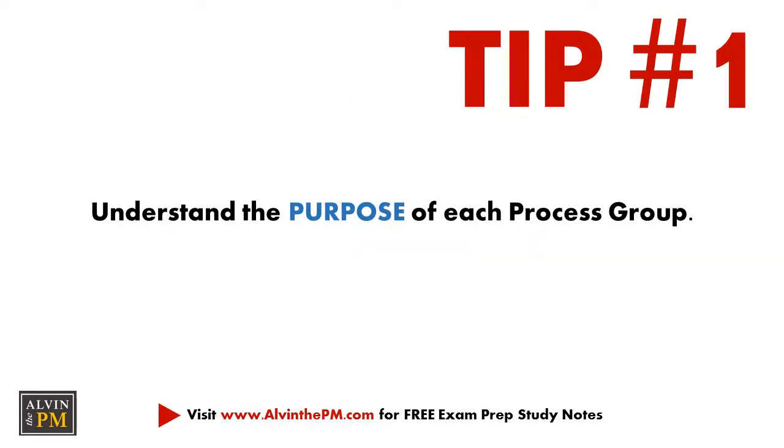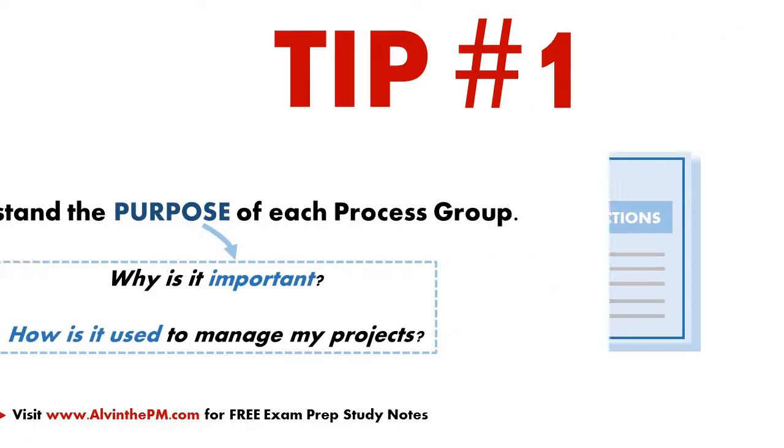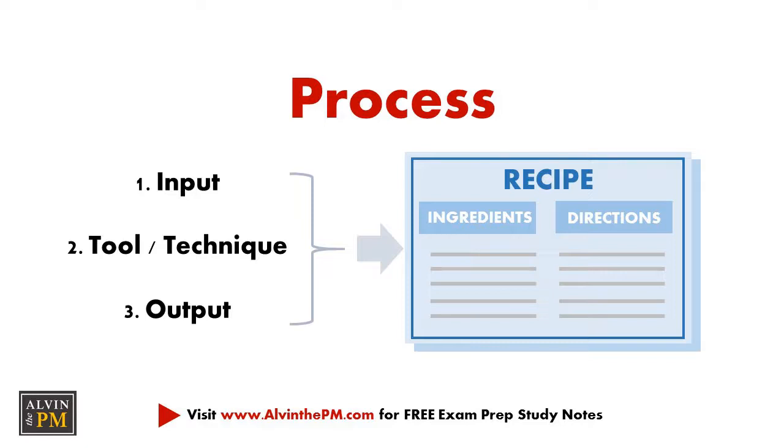Tip number 1, understand the purpose for each process. When you're studying each of these process groups, always ask yourself, why is this process group important and how is it used when I'm managing my project? Each process is made up of 3 things: an input, tool or technique, and an output. And these ITTOs are what you would call your recipes.